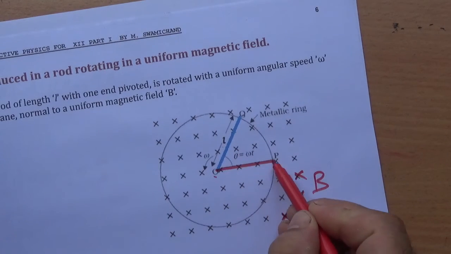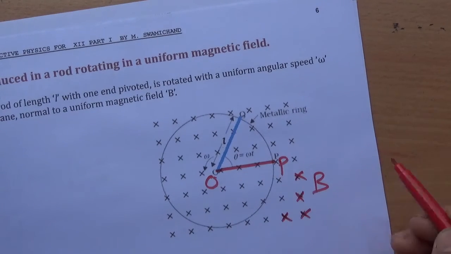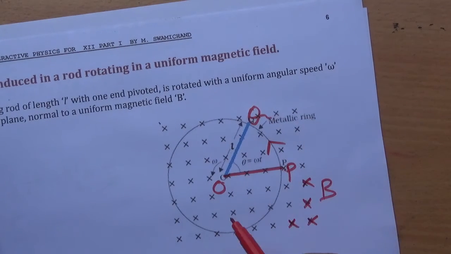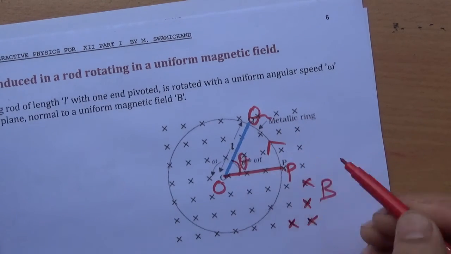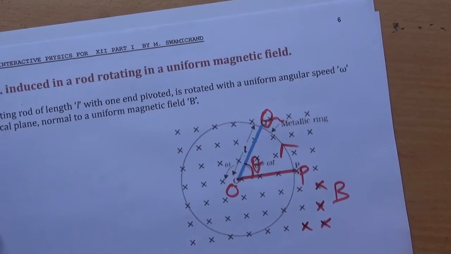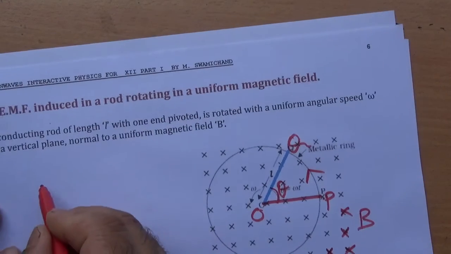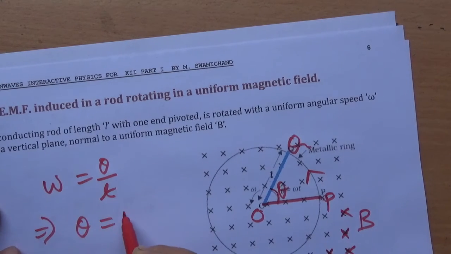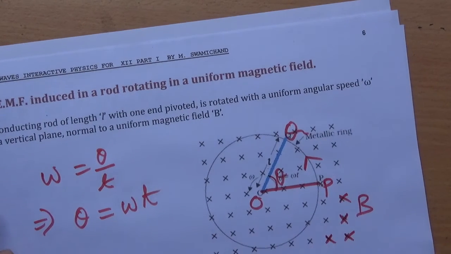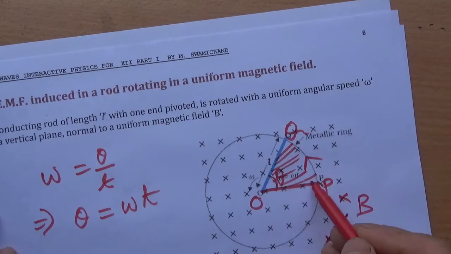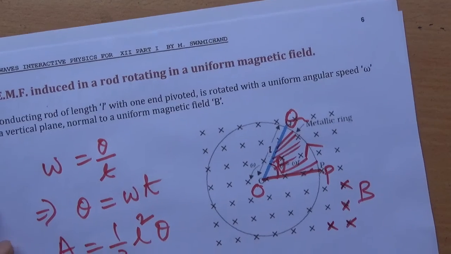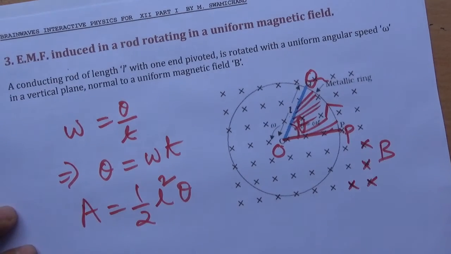Our initial position is O and P, and the rod moves from P to another point Q. The angle rotated is called theta. Our angular velocity is theta by t, and the angle rotated is omega into t. This is called a sector. The area of the sector is half L square theta.